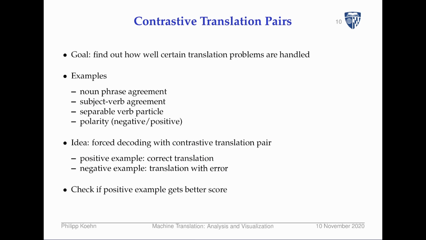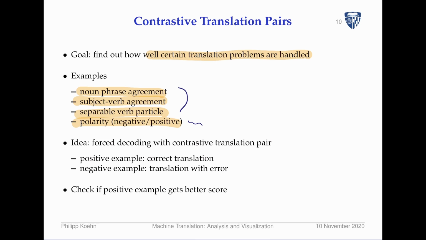So here's another way to do this, along those lines, that you can actually automate. This is the idea of contrastive translation pairs. You basically, again, want to find out how well certain translation problems are handled. And again, these are linguistically motivated categories like noun phrase agreement, subject-verb agreement, subject verbal particle, polarity, negative and positive. You see a lot of these are really fluency problems, while this one is more an adequacy problem.